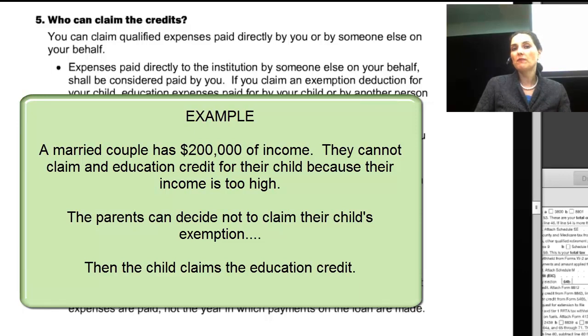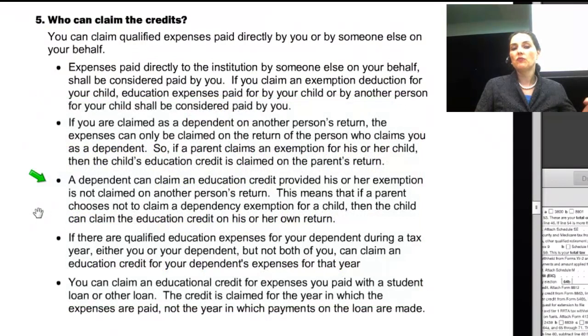Perhaps you benefit, perhaps you're not benefiting from that deduction. But you make a decision to let your child claim the education credit on their own return because you cannot benefit from claiming it on your return. So you tell your child, I am not going to claim your dependency exemption. Your child files his or her own tax return and claims the American Opportunity Credit, but they are not allowed to claim their own exemption deduction while they're at it.